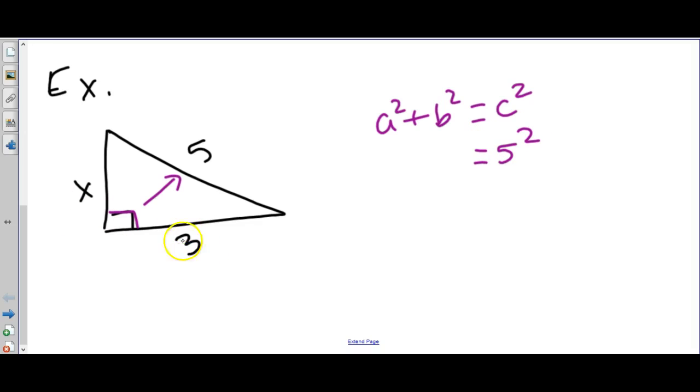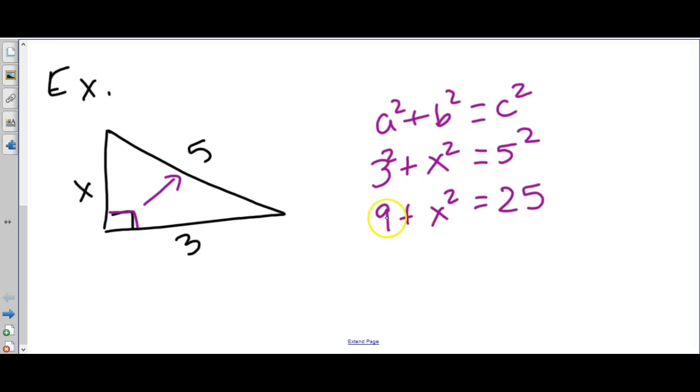And then a and b, it doesn't matter as much. I could go 3 is a, or I could go x is a. Just whichever one I pick, the other leg is the other letter. So we have 3 squared plus x squared equals 5 squared. Now we have to actually square these. 3 squared means multiply 3 times itself, so 3 times 3 is 9, and 5 times 5 is 25.